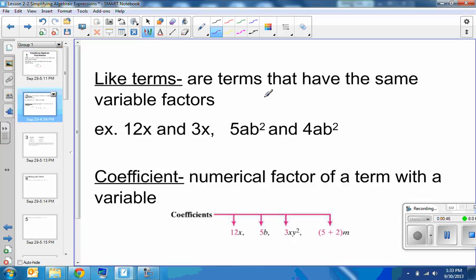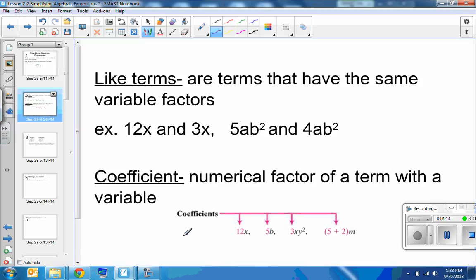Like terms are terms that have the same variable factors, and I just gave you some examples. 12x and 3x are like terms. 5ab squared and 4ab squared are like terms. The number in front of the variable is the coefficient. So 12 is a coefficient, 5 is a coefficient, 3 is a coefficient, and 5 plus 2 is a coefficient.